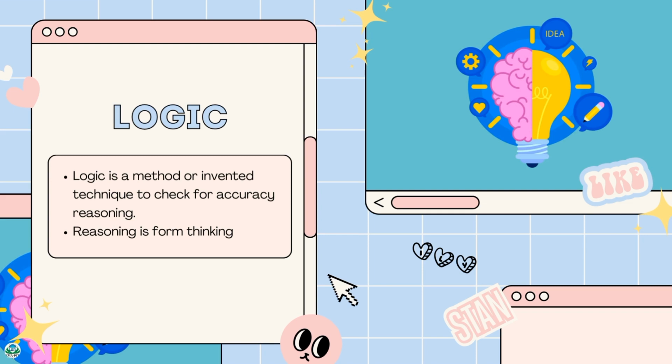Logic is a method or technique to check the accuracy of reasoning. Reasoning comes from thinking, the process of thinking, as opposed to sensory or empirical observation, which produces a number of meanings and propositions at once.